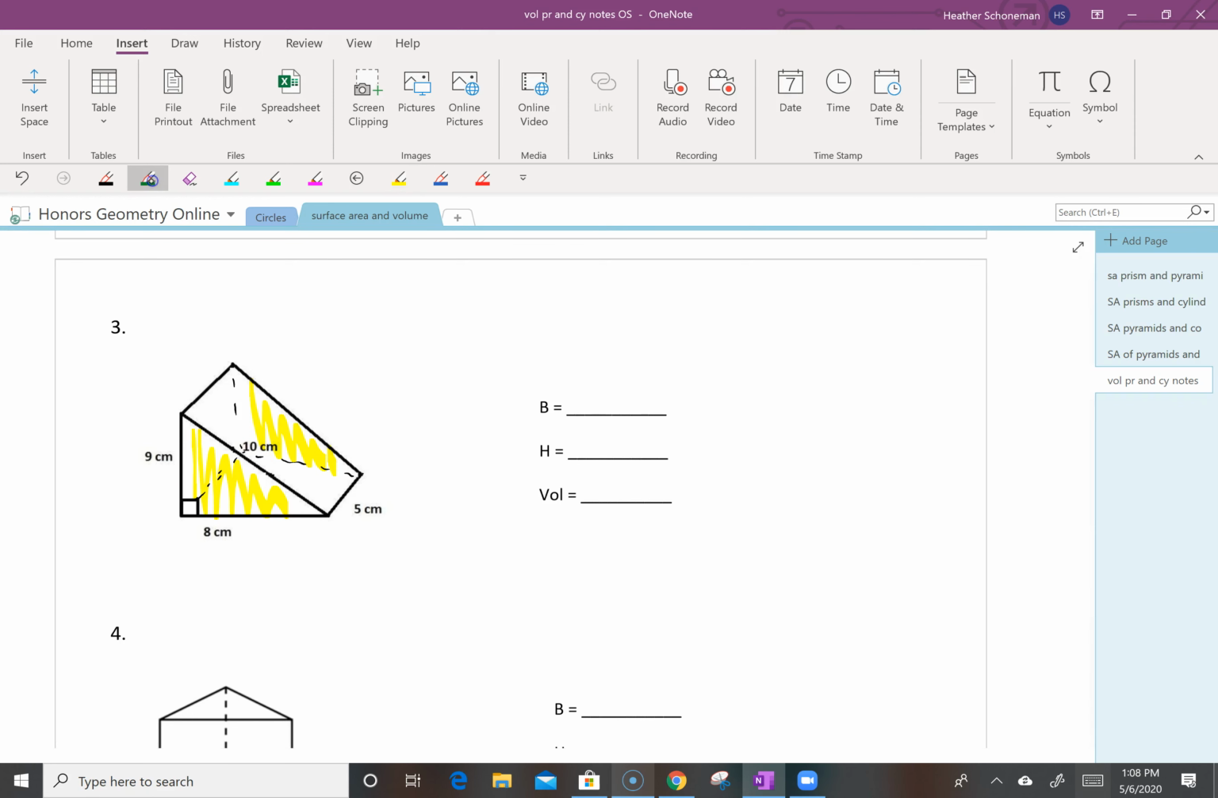So on this one, I want to find capital B, which is the area of one base. So this triangle has sides 9, 8, and 10. Well, the area of a triangle is 1/2 base times height. And the base and the height are the two that form the right angle. And the two that form the right angle are the 9 and the 8. The 10 does not. So I'm going to use the 9 and the 8. So it's going to be 1/2 times 9 times 8. So that gives me 36 centimeters squared.